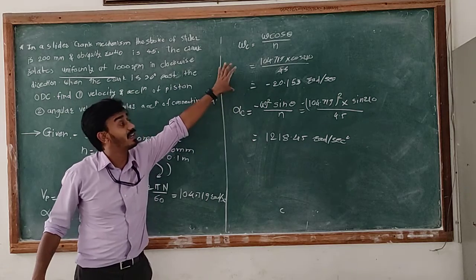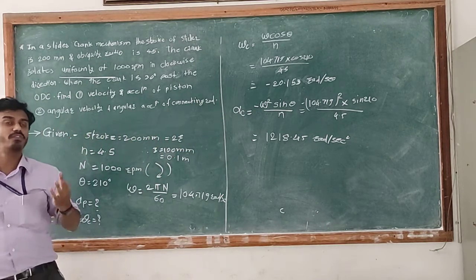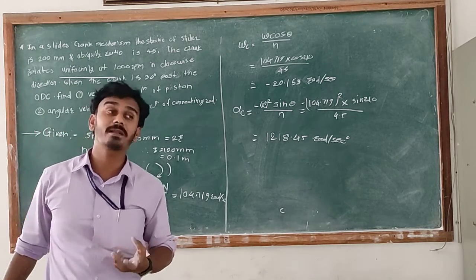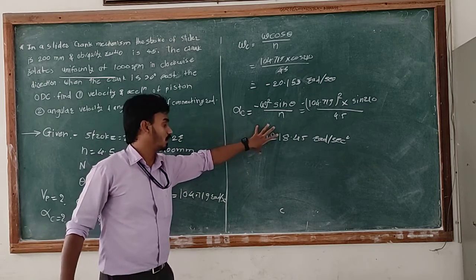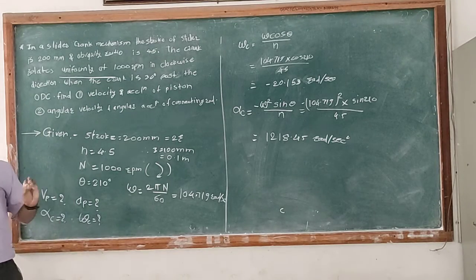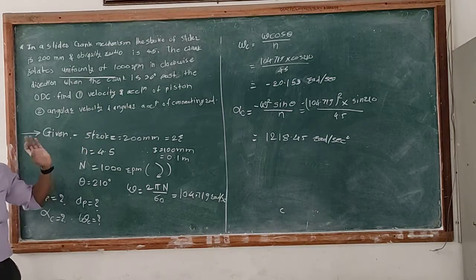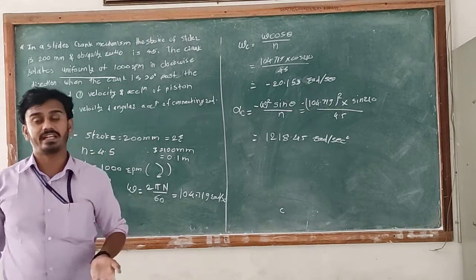Remember, here they ask for the angular velocity and angular acceleration. So the unit for angular velocity is radian per second and the unit for angular acceleration is radian per second square. Okay, so this is the solution of this numerical, in which we have found the velocity and acceleration of the piston and the angular velocity and angular acceleration of the connecting rod.